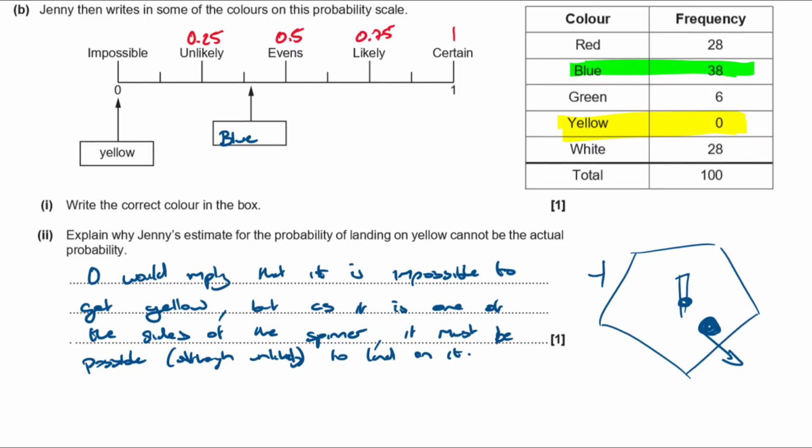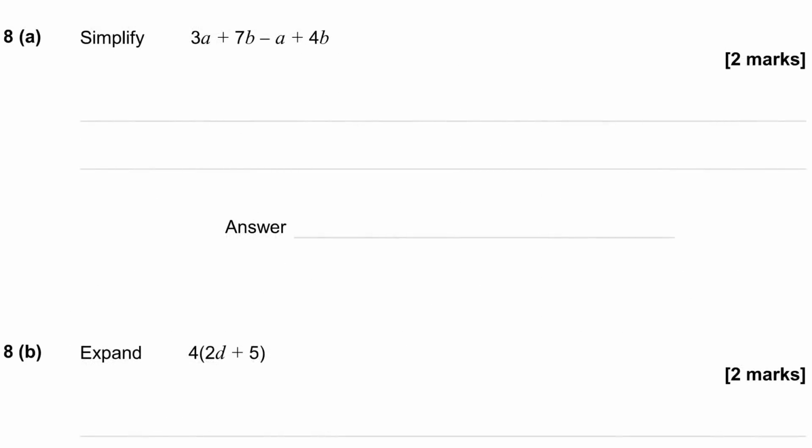Okay, so that's my reason. It didn't land on yellow in any of those because it does favour the other colours quite strongly, but presumably, if there's some sort of freak wind, it might just fall over onto the yellow at some point. Simplify 3a plus 7b minus a plus 4b.